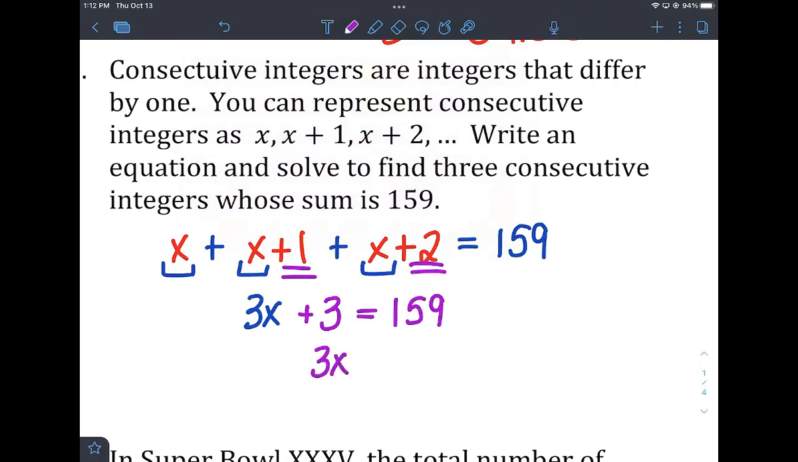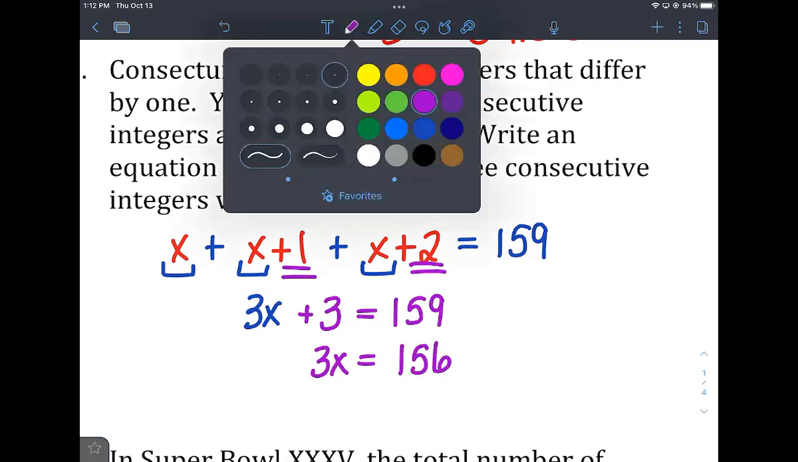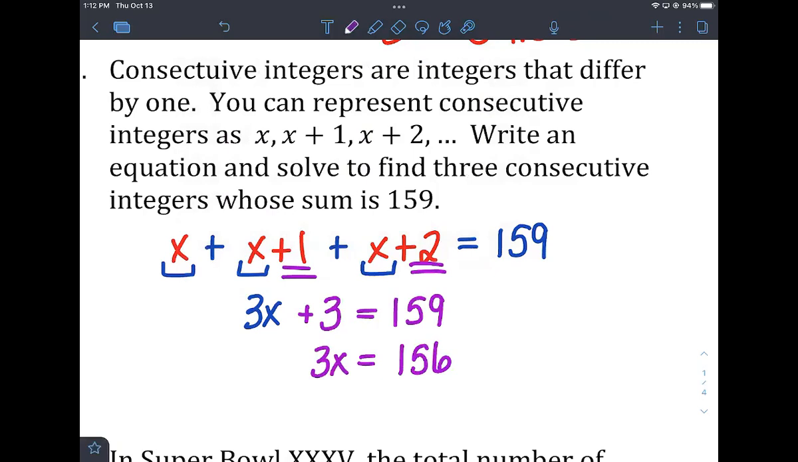Excellent. Do I need to put -3 on both sides? No. Okay, I did that with the other classes. I can do it with you guys too, but I feel like you guys have solved enough equations at this point. Gannon, what's 159 minus 3? 156. Okay. And then my last step, Autumn, was to do what? Divide by 3. All right, Autumn, when I divide by 3, what's 156 divided by 3? 52. So if you want to check your answer, 3 consecutive integers, 52, 53, 54, add up to 159.